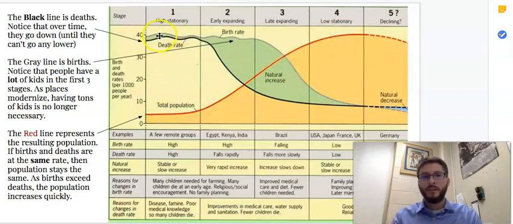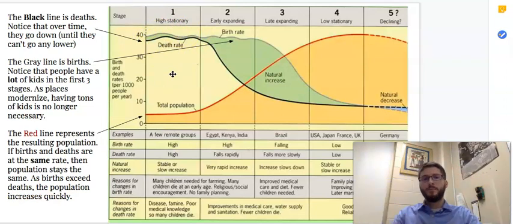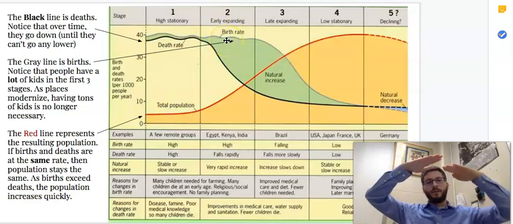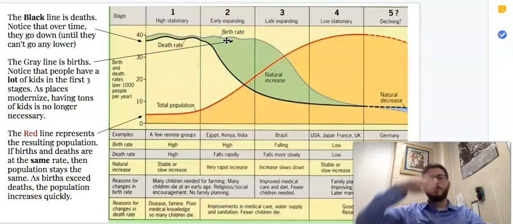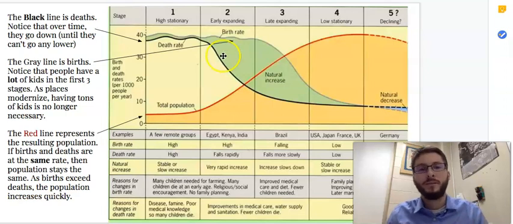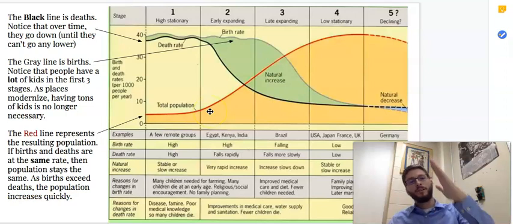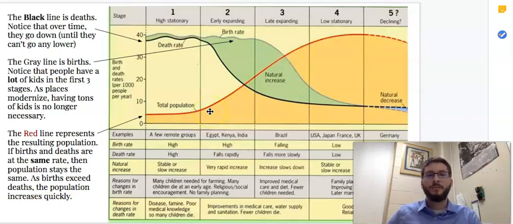So if at the beginning here the death rate and the birth rate are almost the same, well then the population stays very low and very slow moving. But if the birth rate continues to be high while the death rate starts to fall due to improvements in technology, then what happens is that the birth rate is much higher than the death rate. That leads to a high rate of natural increase. And so then you start to see the red line, the population line, shooting upwards, okay?